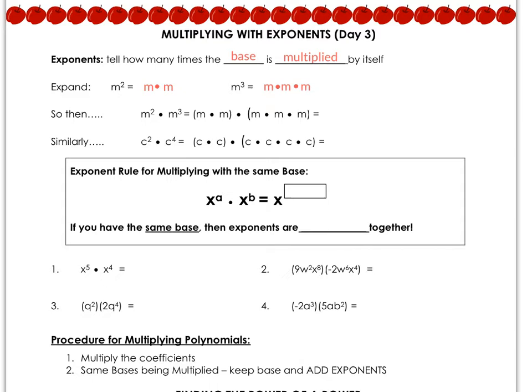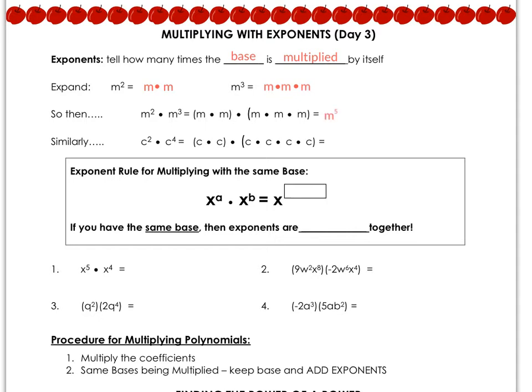Then, if we were going to multiply m squared times m to the third, we could expand that as writing m times m times m times m times m. That's multiplying these two things. When we expand it out, we can see how many m's we have. How many do we have now? 1, 2, 3, 4, 5. So that's m to the 5th power.